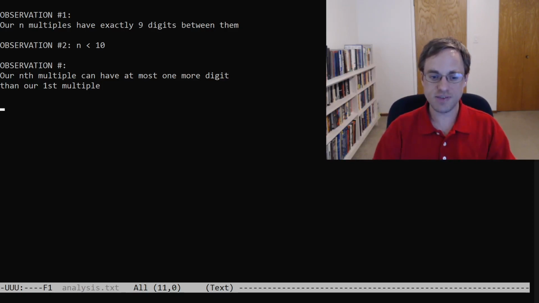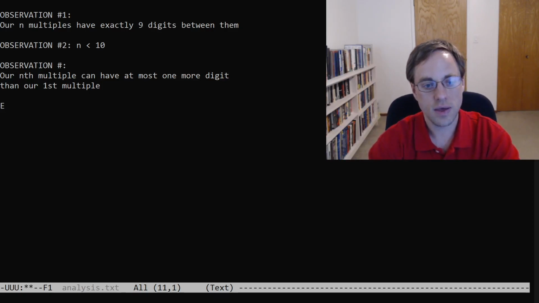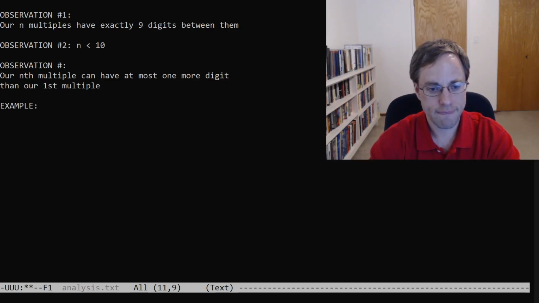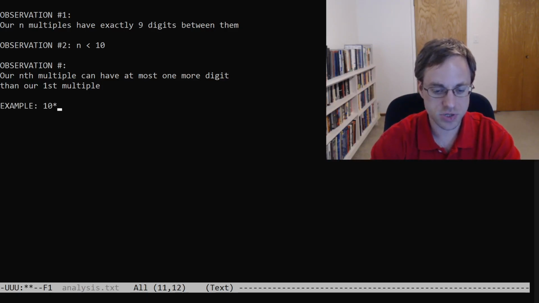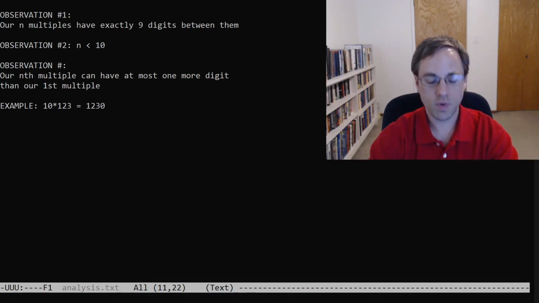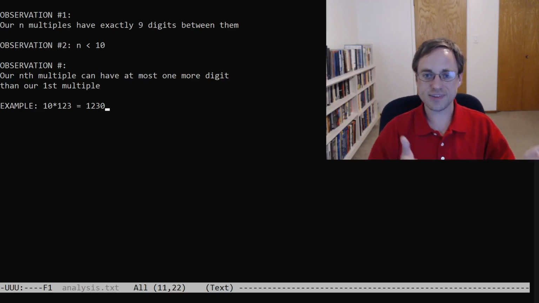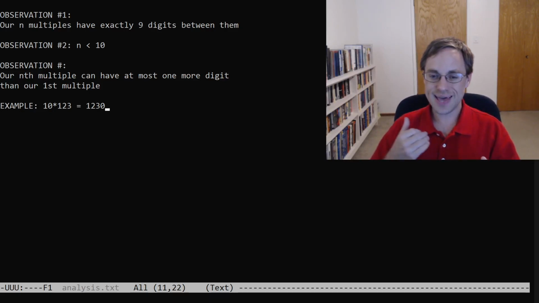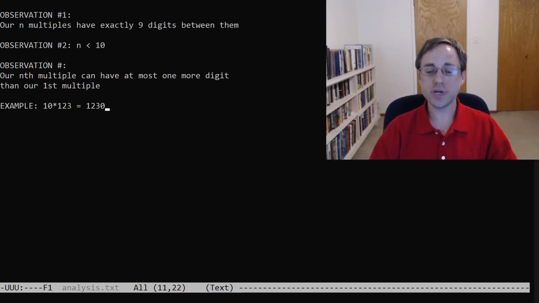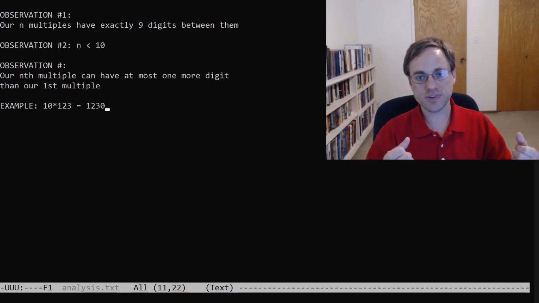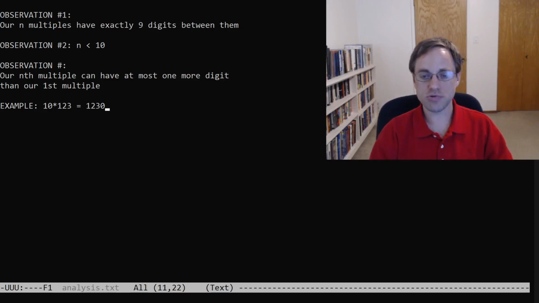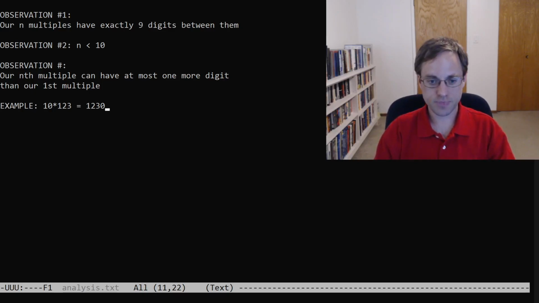To give a specific example, 10 times 123 gives us 1,230. You'll note that 123 has 3 digits. 10 times that has 4 digits. And so we know that the first 9 multiples of 123 have to have either 3 or 4 digits.